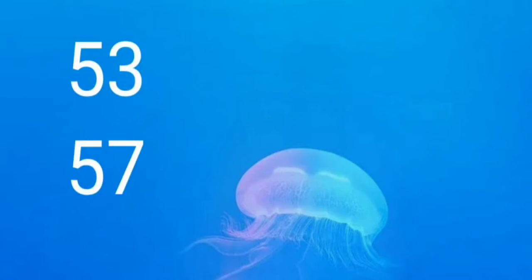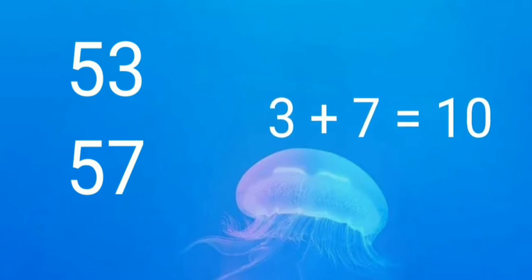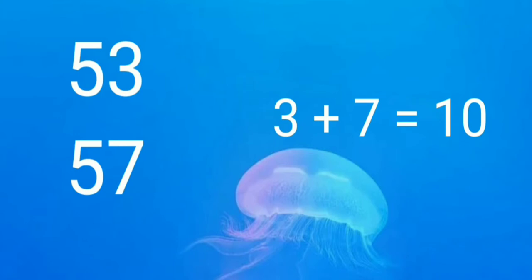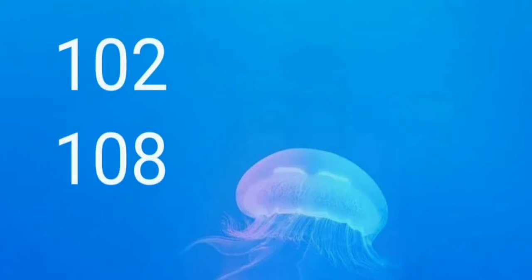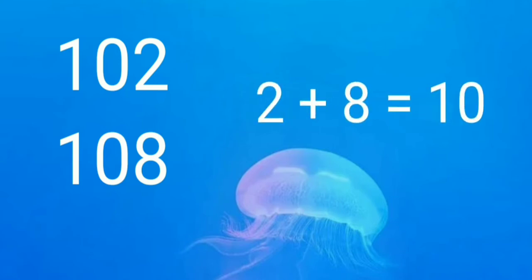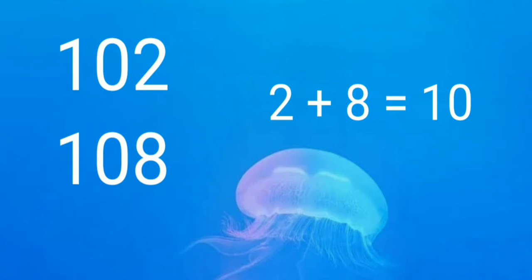Now if you take the second pair, it is 53 and 57. The sum of last digits equals 3 plus 7, 10, okay. And the remaining digits are 5 and they are the same. Now if you take the third pair, it is 102 and 108. The sum of last digits equals 2 plus 8, and that is 10. And the remaining number is 10 and they are the same.